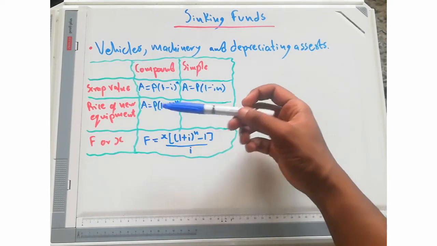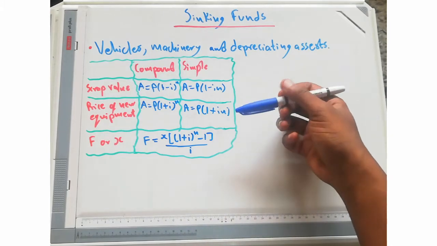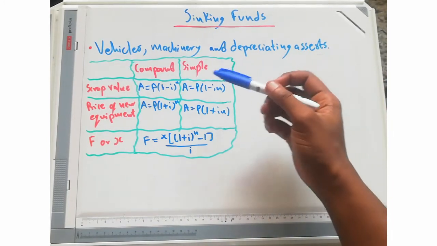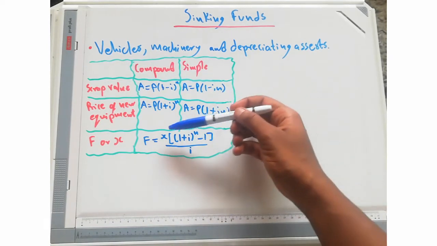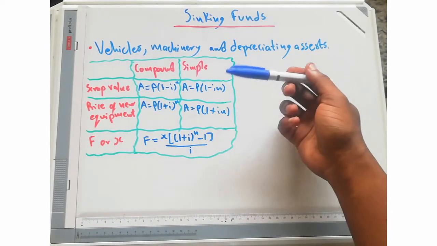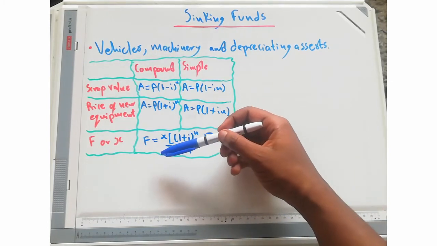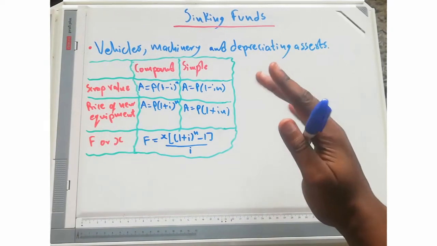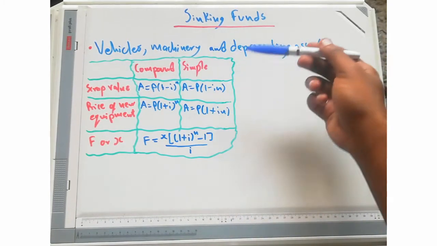And then you'll also have to calculate the price of a new equipment. So how much will a new delivery van cost you after that 5 years? If the car appreciates with compound interest, you use this one. If it appreciates with simple interest, you use this formula. And then for you to be able to calculate, during this 5-year period, how much should I be depositing every month into this fund?